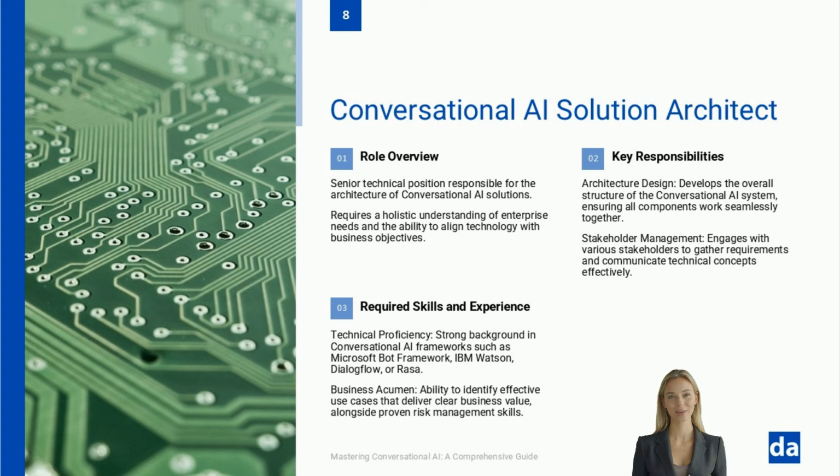Next, we have the key responsibilities. One of the primary tasks is architecture design, where the architect develops the overall structure of the conversational AI system. This ensures that all components work together seamlessly. Additionally, stakeholder management is vital. The architect must engage with various stakeholders to gather requirements and effectively communicate complex technical concepts.